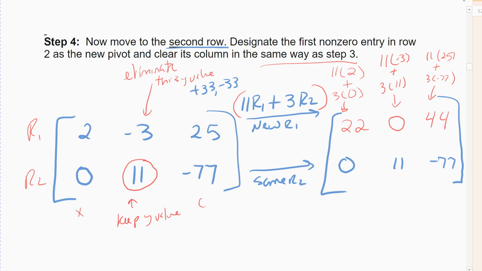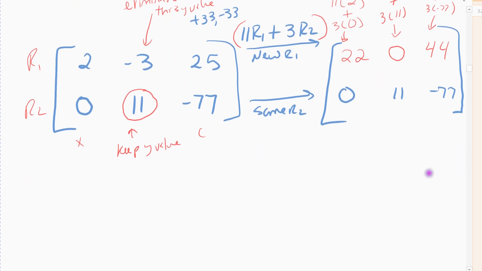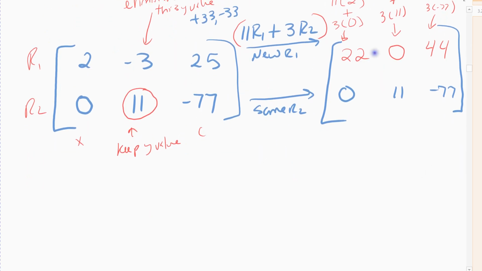Alright, and there is my new row 1, where the y value has been eliminated. And so my first row is 22x, no y's, equals 44, a constant. Actually, I could solve that equation right now if I wanted to, which is basically the last step. Right? Because that's what this equation is. This stands for 22x, 0y equals 44.